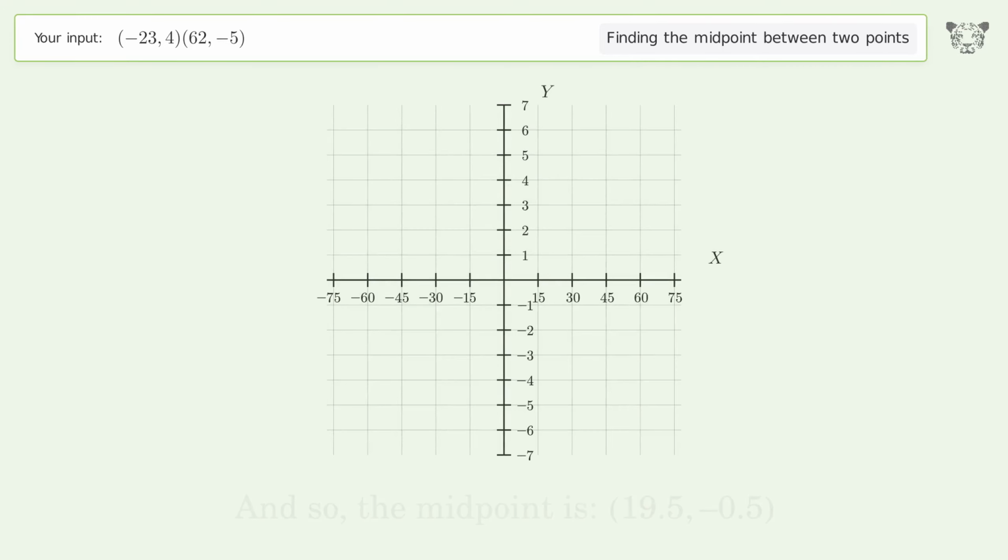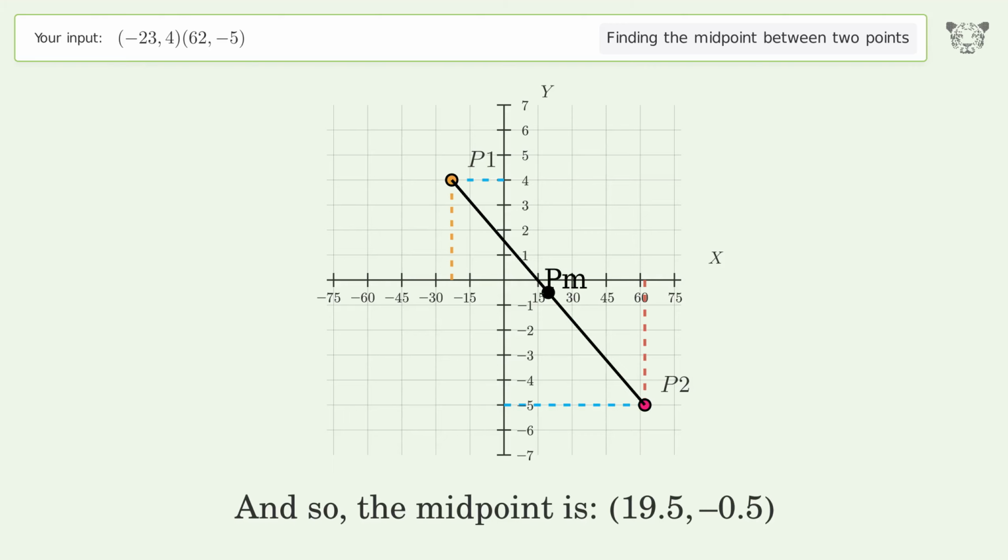And so, the midpoint is 19.5, negative 0.5.